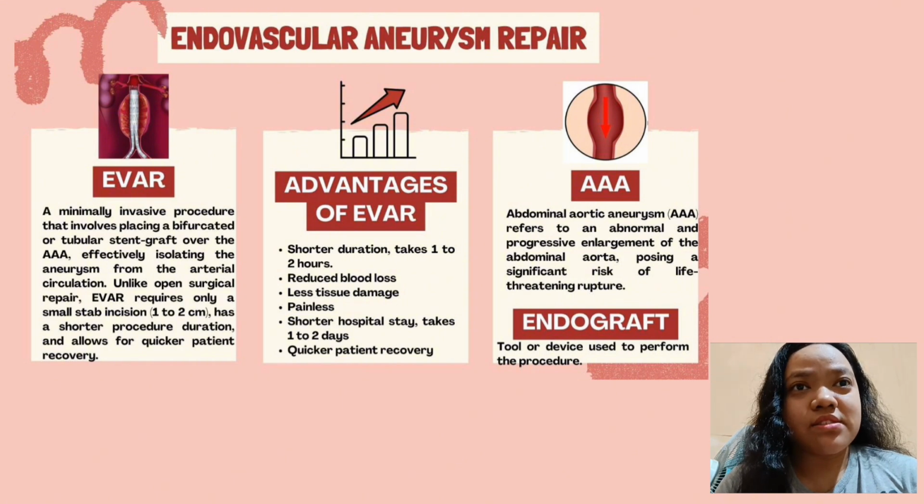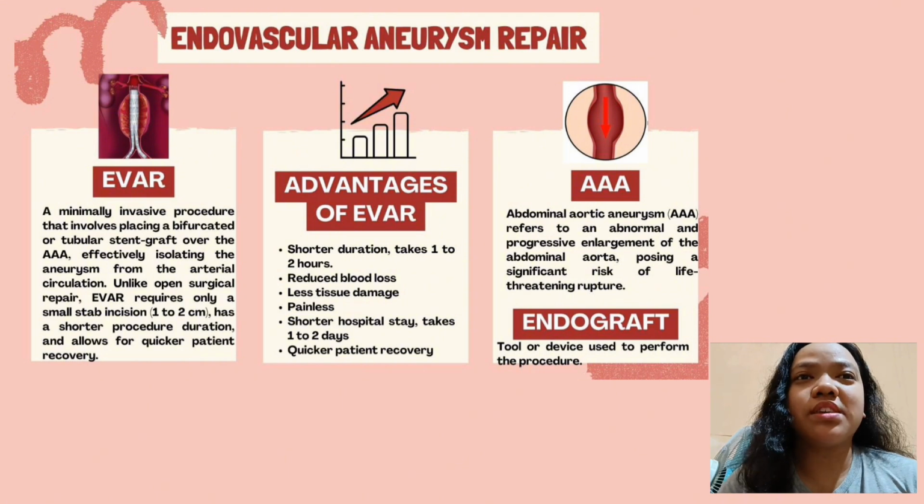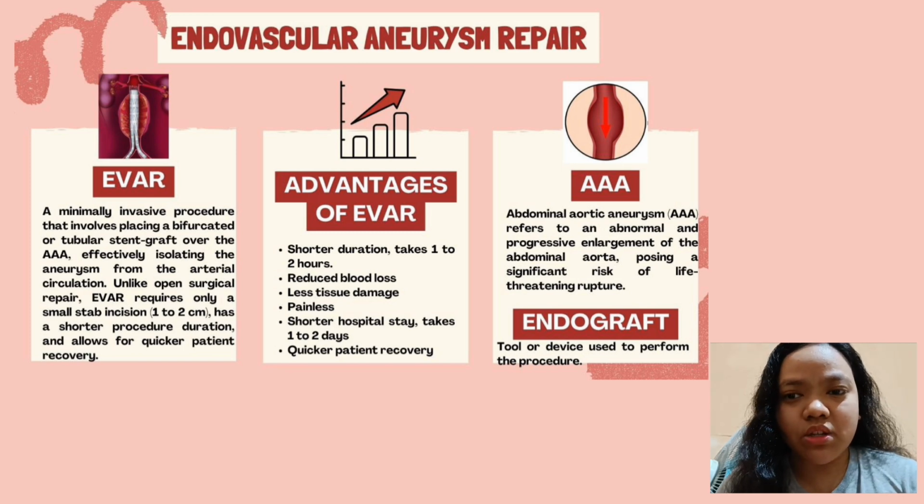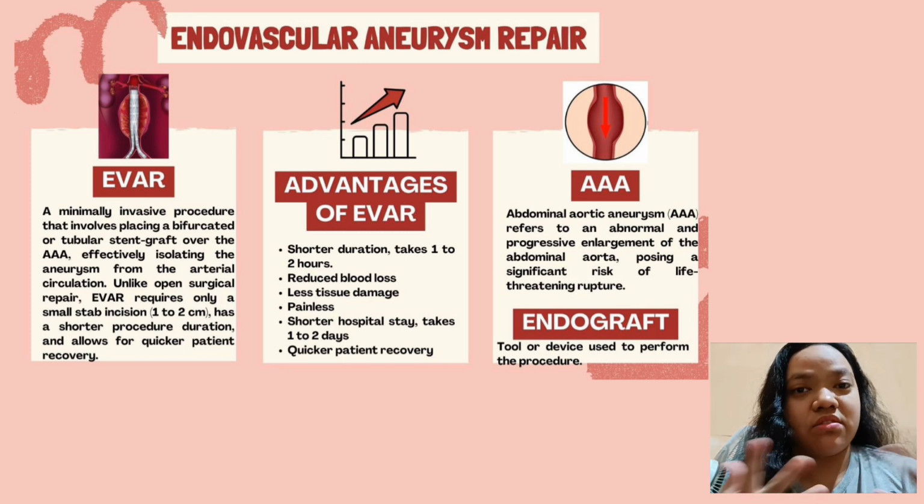Okay, so next is AAA, Abdominal Aortic Aneurysm. It refers to an abnormal and progressive enlargement of the abdominal aorta, posing a significant risk of life-threatening rupture. So, ang normal diameter ng abdominal aorta is 2 to 3 cm. Pagka nag-exceed yon sa 3 centimeters, madadiagnose ka with AAA.